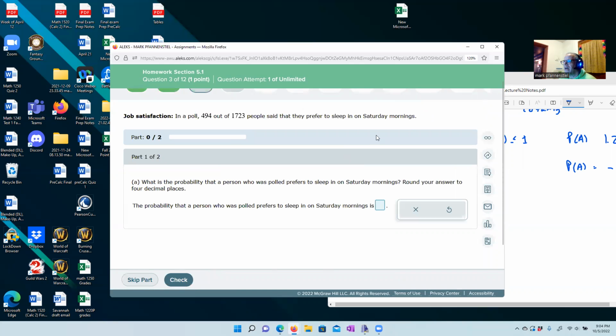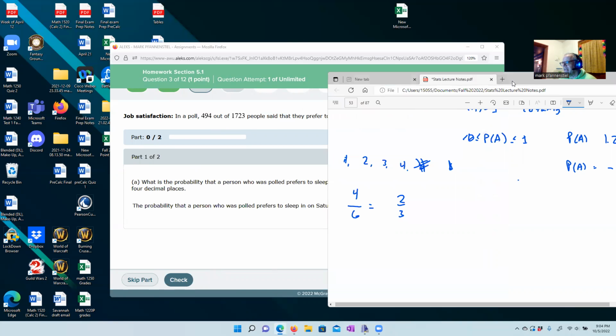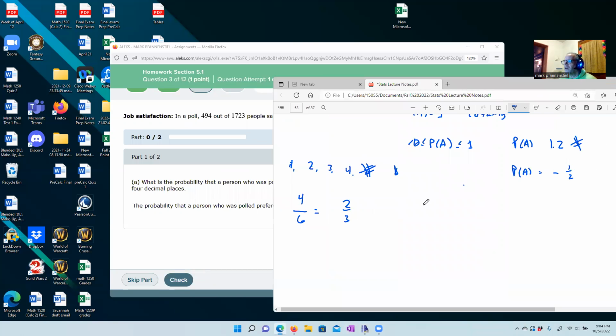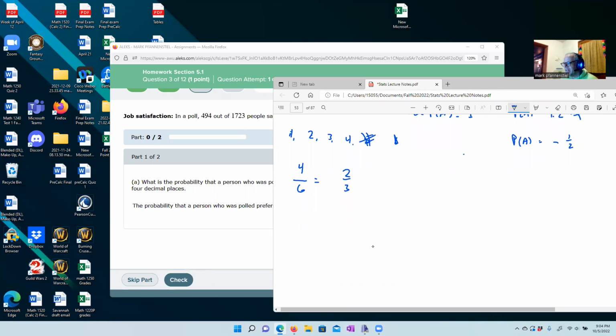Okay, we'll go on with our lives, and we'll go with number 3 here. So in a poll, 494 people out of 1,723 people said they prefer to sleep in on Saturday mornings. That sounds like a good plan. I like that. They're going to say, what is the probability that a person prefers to sleep in on Saturday mornings? So all we're going to do, okay, we could define A. We say A likes to sleep in Saturday morning.